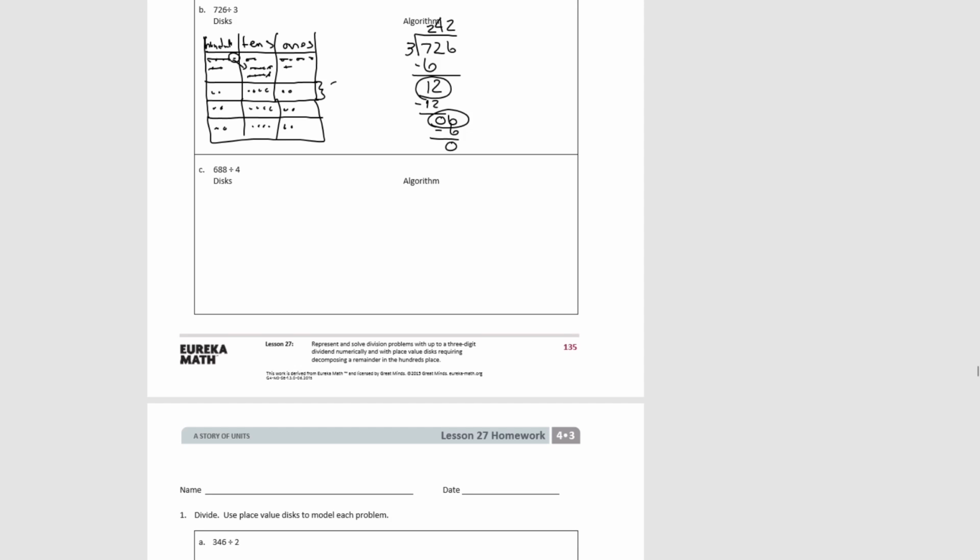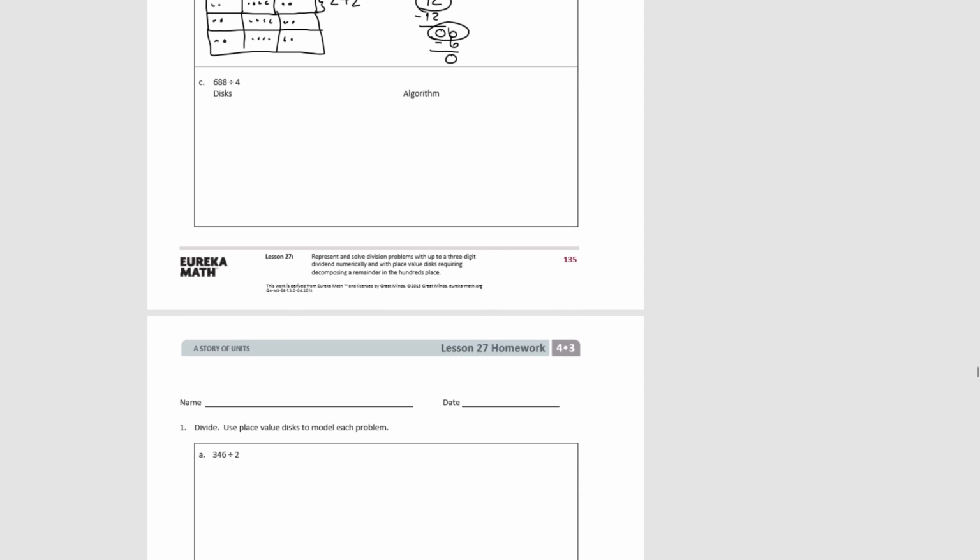And here we have 2 hundreds, 4 tens, and 2 ones. So we get the same answer. And so we have a quotient of 242. Stop the video and try C.